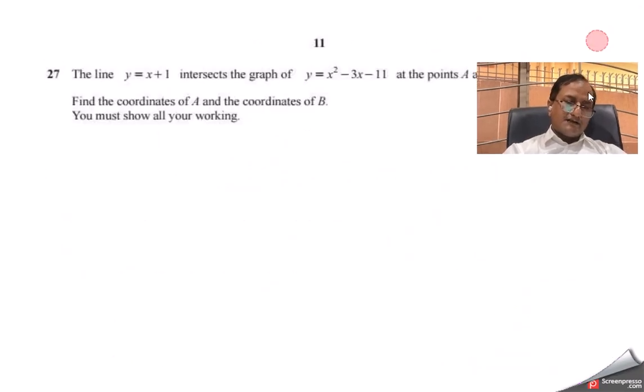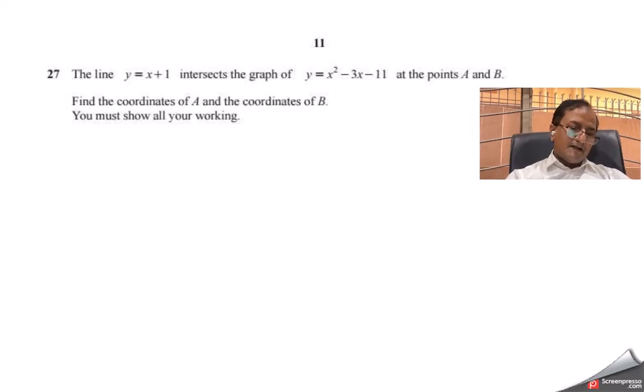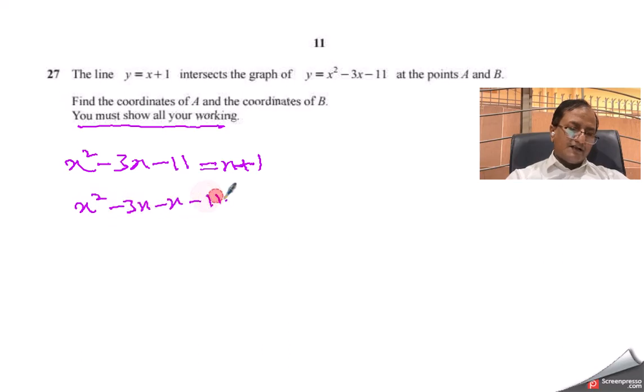Now the next question: the line y equals x plus 1 intersects the graph y equals x squared minus 3x minus 11 at the points A and B. Find the coordinates of A and the coordinates of B, showing your working. Substituting, we have x squared minus 3x minus 11 equals x plus 1, so x squared minus 4x minus 12 equals 0.